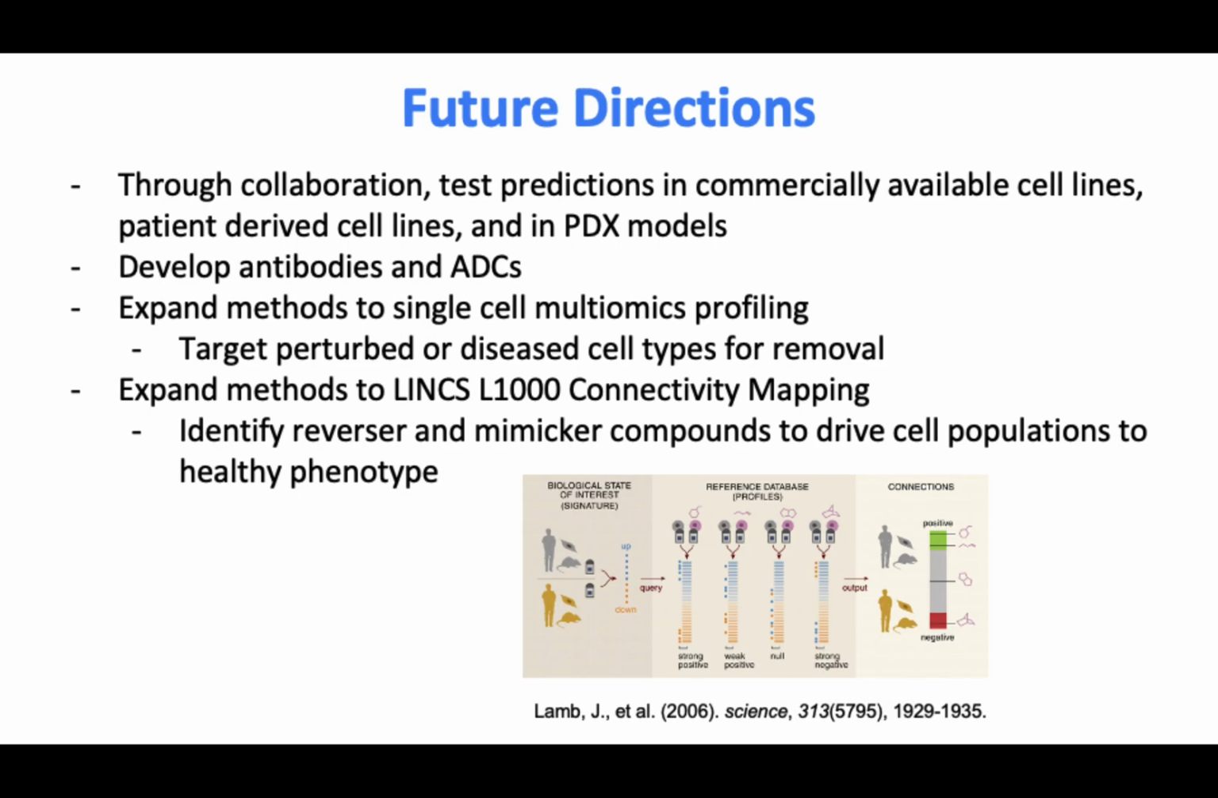In the future, we'd love to, through collaboration, test these predictions in the commercially available cell lines we identified, as well as patient-derived cell lines and in PDX models, and hopefully, again, with the help of collaborators, develop antibodies and ADCs. We'd also like to expand this methodology to single-cell multiomics profiling, and specifically looking to target perturbed or diseased cell types for removal, perhaps leveraging deconvolution analysis such as the BayesDeBulk that Francesca has been doing for many of the working groups. And then finally, also, we'd like to expand the methods to the LINCS L1000 connectivity mapping, which would allow us to identify reverse or mimicker compounds to drive cell populations to a healthier phenotype.